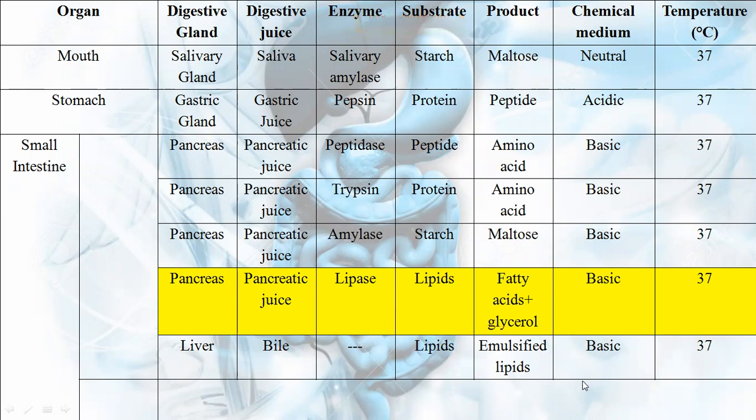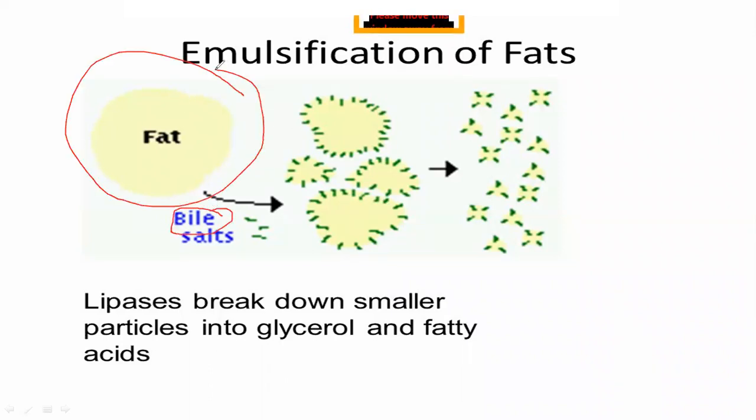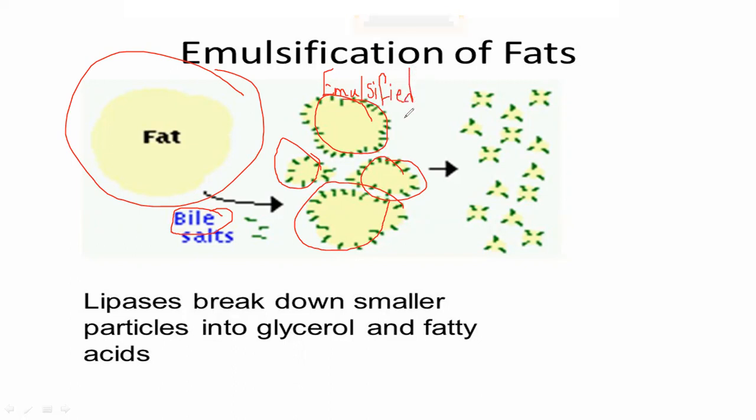What is the meaning of emulsified lipids? Here we have fats that are lipids. If we have bile, this bile is going to separate the large fats into smaller ones. So here the enzyme lipase can come and digest more easily. These are called emulsified lipids. So emulsification helps in the digestion process.